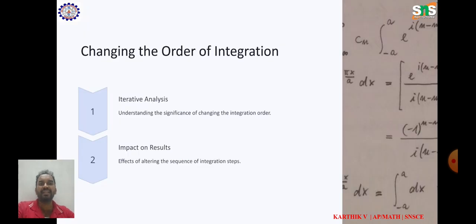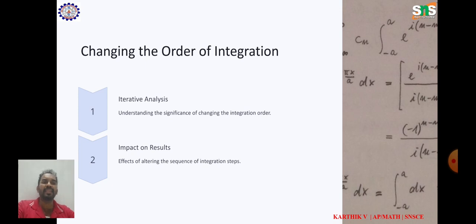Changing the order of integration. Changing the order of integration in a triple integral involves rearranging the order in which the variables are integrated over. This can be useful for simplifying the integration process or for adapting the integral to different coordinate systems. The order of integration can be changed by carefully choosing the limits of integration to ensure that the volume is still covered completely.